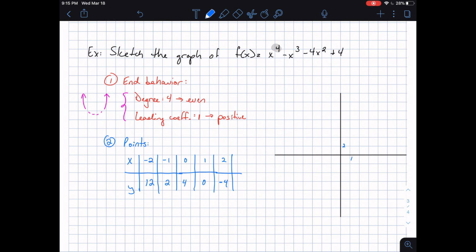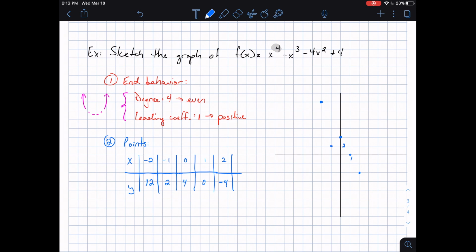So I'm going to plot this at -2, 12, so 2, 4, 6, 8, 10, 12, then -1, 2, 0, 4, 1, 0, and 2, -4.